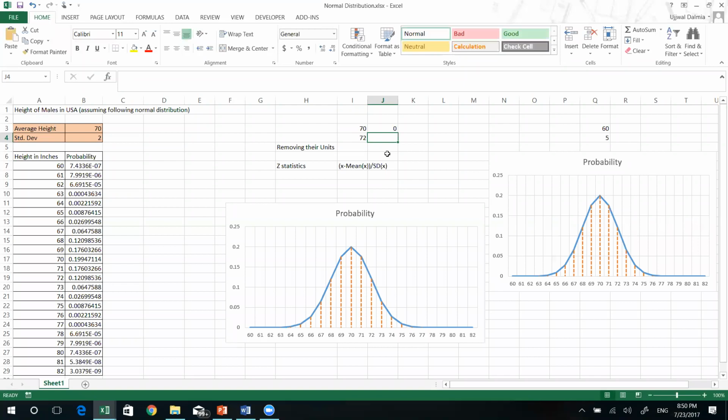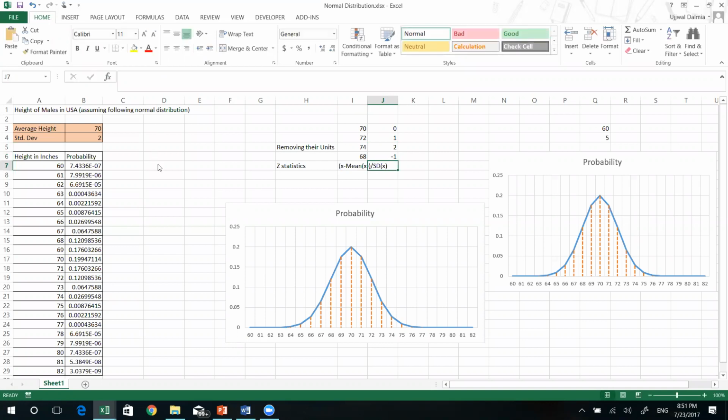Srinivas is asking, will it be inverse bell curve? No, no, no. It has nothing to do with the bell curve, Srinivas. Okay, all right, good guys. So the value is 1. What is the Z value for 74, guys? Very good. Z value for 68.